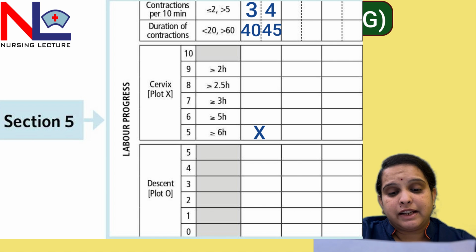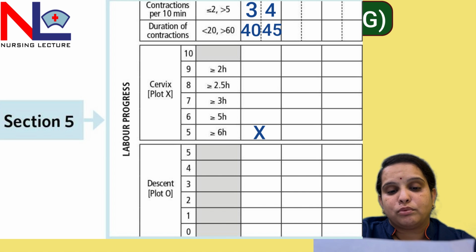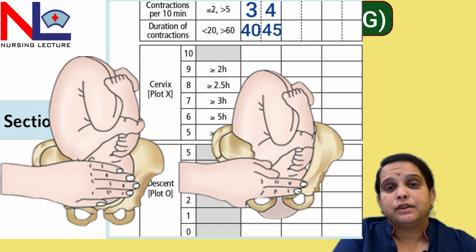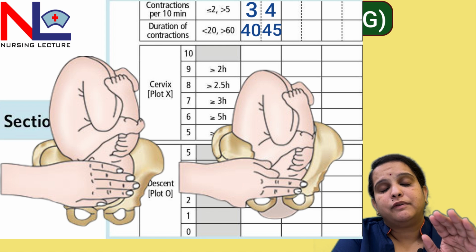And below that is the descent of fetal head, and to document that we have to plot O. So how can we assess the descent? By placing our 5 fingers above the symphysis pubis. So through abdominal palpation, we have to find out how many fingers are palpable above the symphysis pubis. That shows the presenting part. The more the head descends down or is deeply engaged in the pelvic brim, the fewer fingers will be palpable above the symphysis pubis.